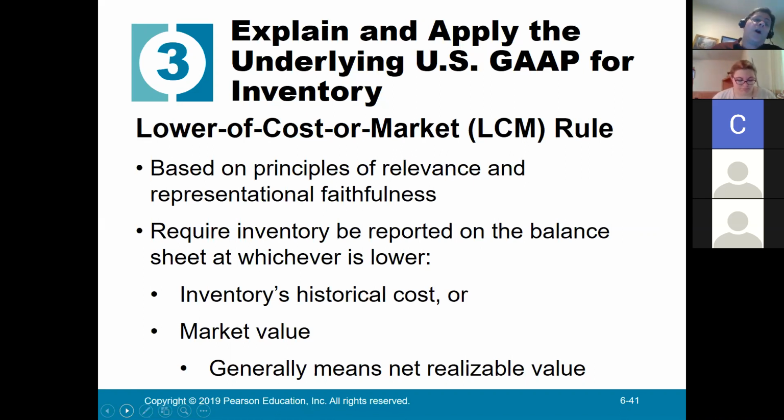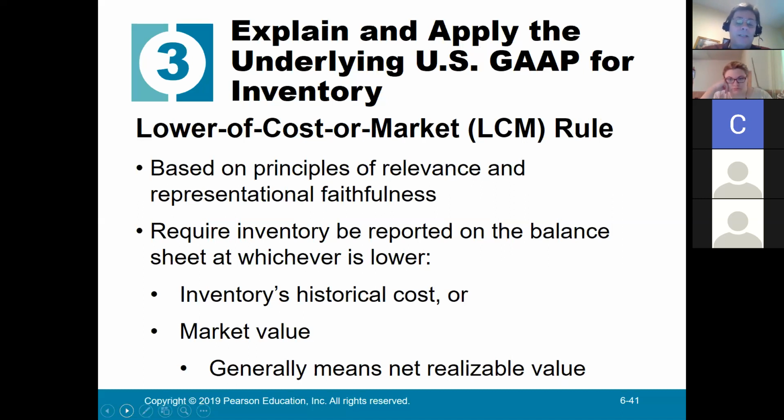All right, so what GAAP says is that inventory on the balance sheet has to be the lower of its cost, what we paid for it, or what we could sell it for. Now, let that sink into your head a little bit. Remember, the idea is we always want to sell our inventory for more than we paid for it. So if we think we're going to have to sell it for less than we paid for it, that's a big change in our plan. It is not what we would expect.